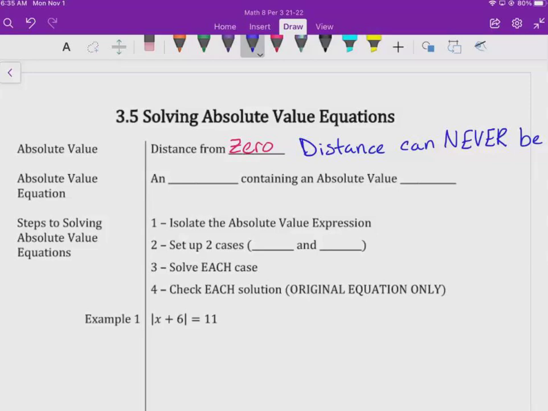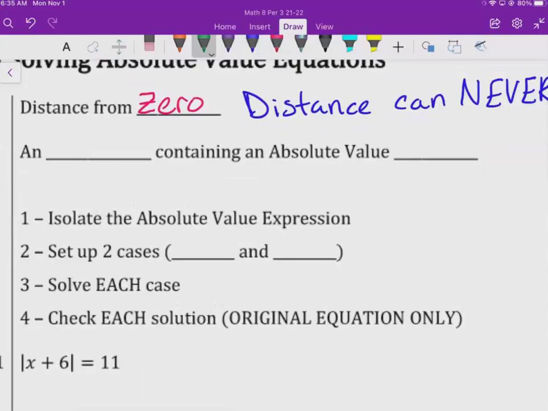Okay, so the next thing says an absolute value inequality is an blank containing an absolute value blank. So these words get confusing. Not terribly, but they do. Okay, an equation. So an equation, remember, that's an equal sign one. Okay, containing an absolute value expression.